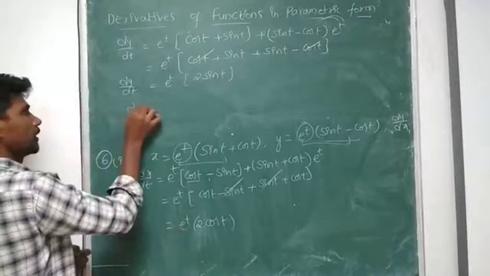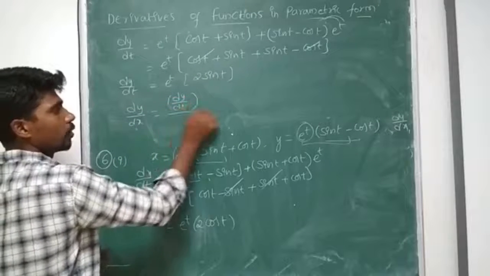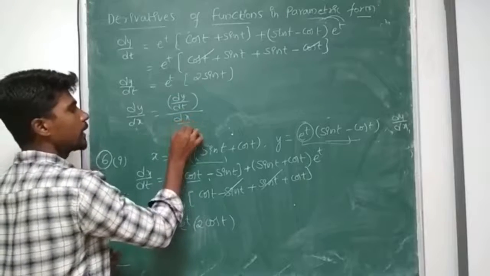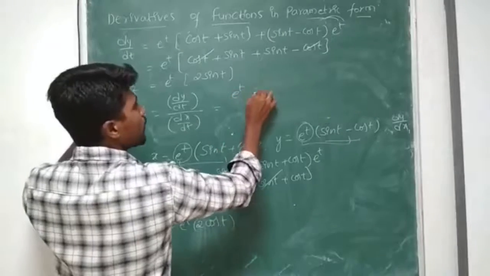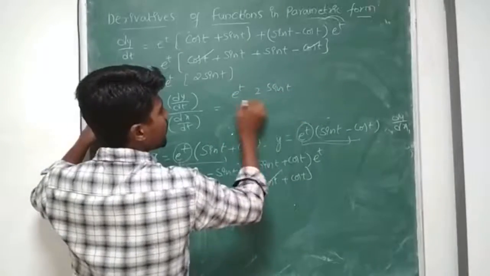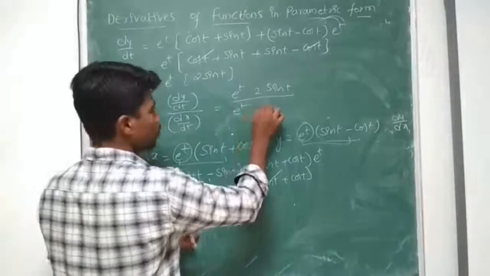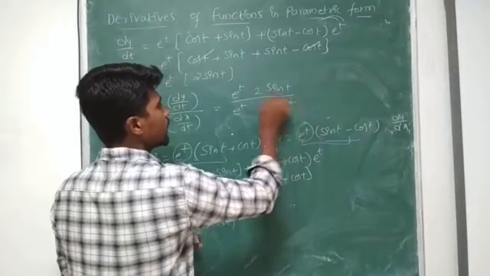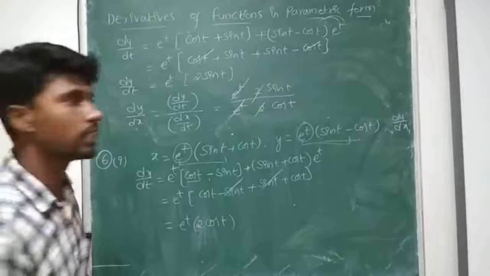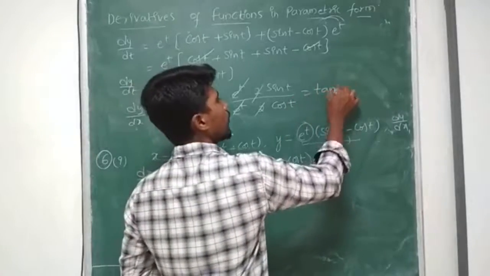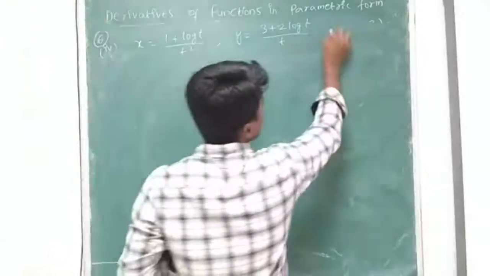Now finally dy by dx is equal to dy by dt divided by dx by dt. Dy by dt I got as e power t into 2 into sin t, divided by dx by dt, which is e power t into 2 into cos t. E power t cancels, 2 cancels, sin t by cos t is nothing but tan t.